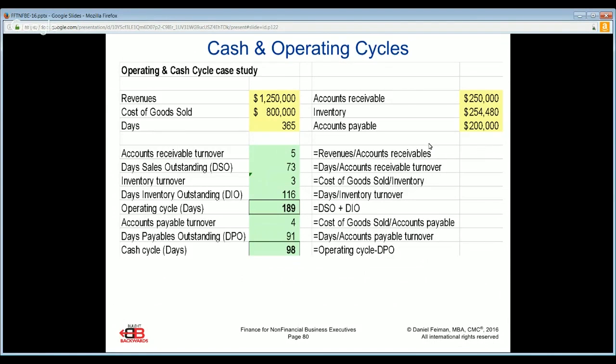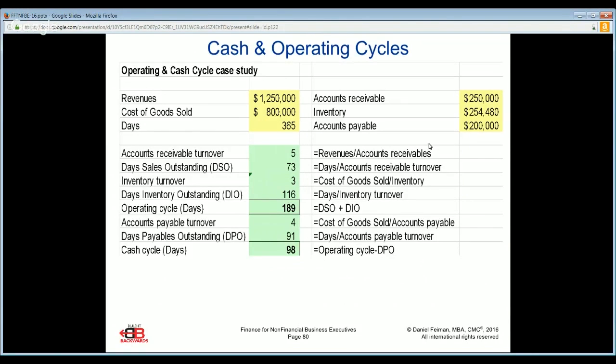If this is machine tools, this would be world class. This is fantastic. If you have a fresh bakery, this means you're bankrupt. So you can see the numbers alone don't tell us everything. The numbers alone have to be compared to a baseline, and they're very industry specific. So just to finish the model, then we look at our payables turnover. In this case, 91 days is our DPO. So our cash cycle, the number of days our cash is outstanding from the time we pay for our inventory until we collect our receivables, is 98 days.